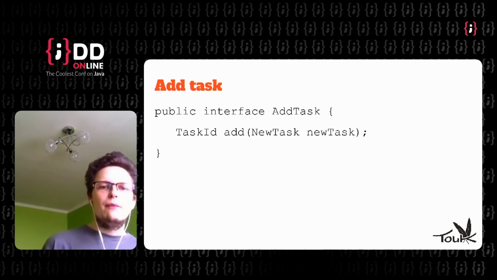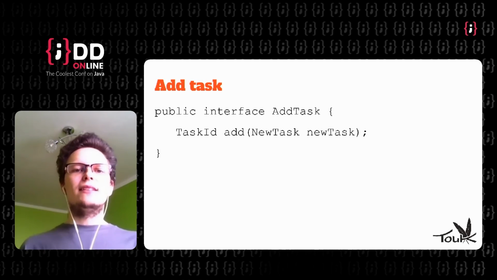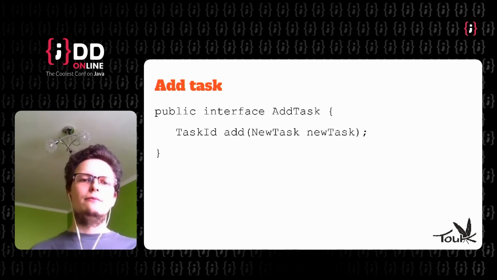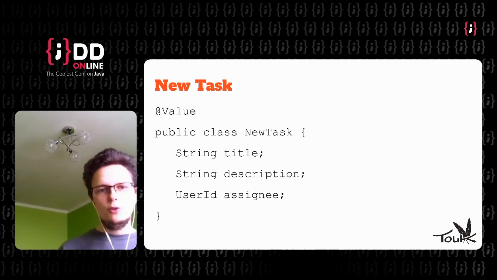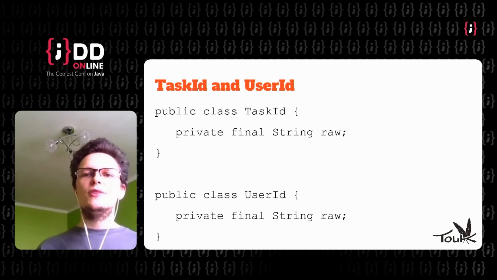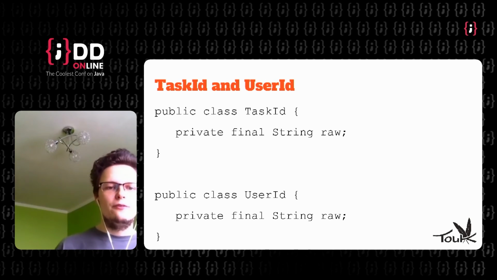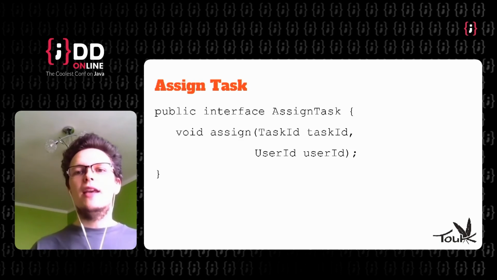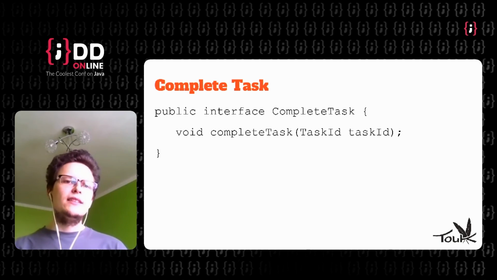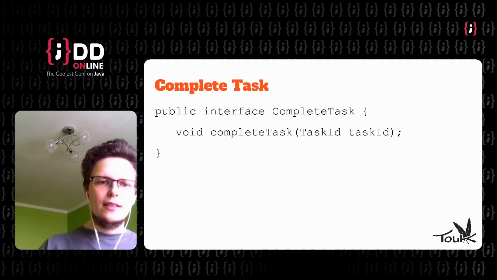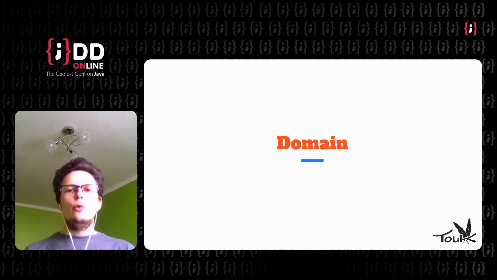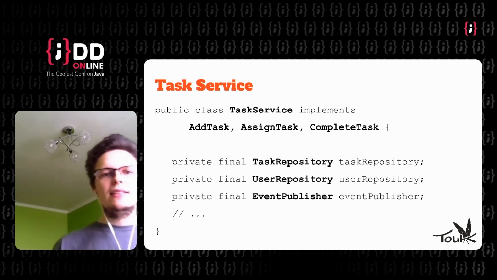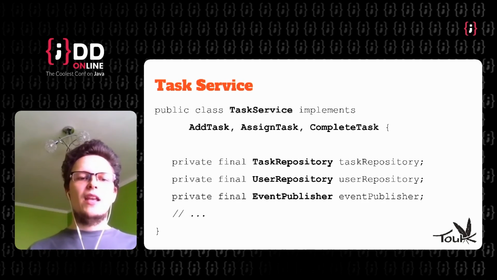Okay, first primary ports. We have the interface, for example, add task, and here we have the one method add new task, and it returns the task ID. New task is a value object. Our task ID and user ID are wrappers, for example, for very meaningful IDs in our application. Assign task and complete task interfaces are very similar to add task, and it's just plain interfaces with our specific domain types. In our domain, we want to create, for example, one service, task service, which implements all our interfaces.